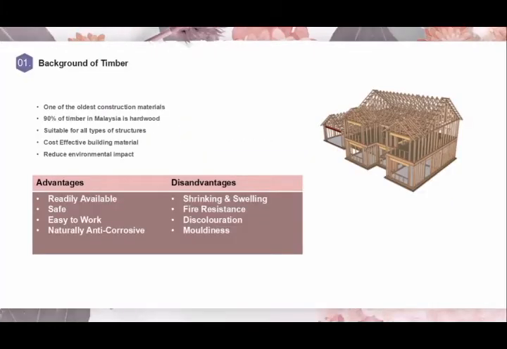Timber is one of the oldest construction materials. 90% of timber in Malaysia is hardwood, suitable for all types of structures, a cost-effective building material that reduces environmental impact. The advantages of timber are that it is readily available, safe, easy to work, and naturally anti-corrosive, while the disadvantages are that it shrinks and swells, has limited fire resistance, and is prone to discoloration and moldiness.